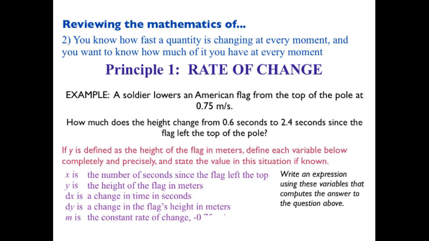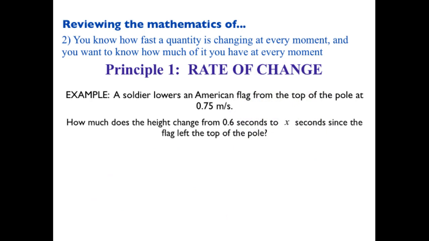Rather than saying how much does the height change from 0.6 seconds to 2.4 seconds, I want to say: how much does the height change from 0.6 seconds to x seconds since the flag left the top of the pole? So the final time that we're looking at is now a variable. Starting from 0.6 seconds, we're going to think of 0.65, 0.7, 0.72, 0.73. x is increasing. And as x increases, what happens to the change in height?